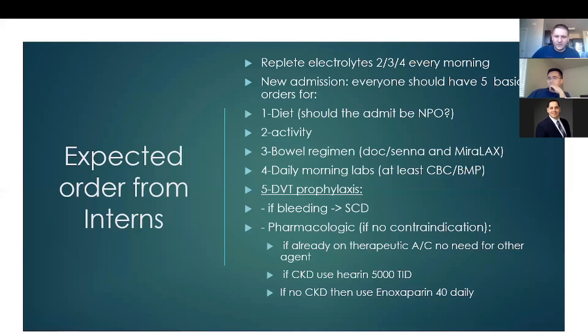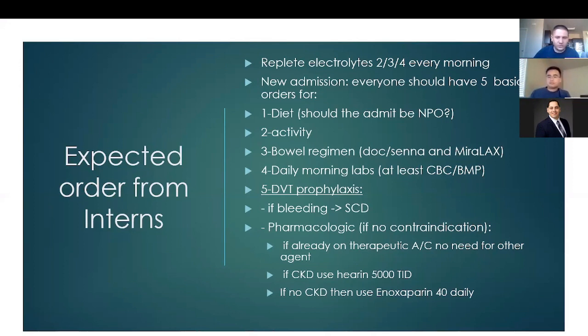And DVT prophylaxis, this is a really, really big one, and I can't emphasize it more. All patients should be on DVT prophylaxis if not contraindicated. I've seen patients who missed their DVT prophylaxis for 5-6 days, and they had an active cancer ongoing, and they ended up with an extensive DVT. It can become an issue down the road, especially with patients staying a long time in the hospital.